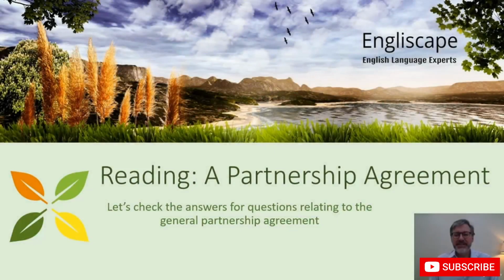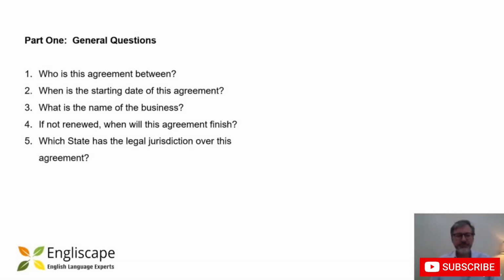Now, let's check the answers to the questions relating to the general partnership agreement between Mr. Taylor and Dr. Smart. We had some short answer questions first. The first one is, who is this agreement between? You would have got Mr. William Michael Taylor and Dr. Sophie Smart, Sophie Louise Smart.